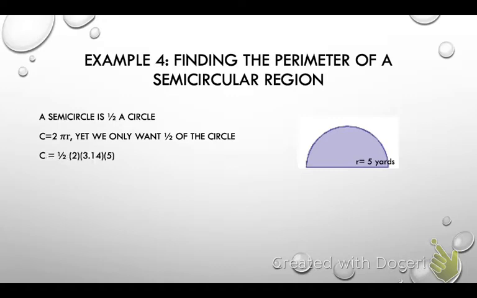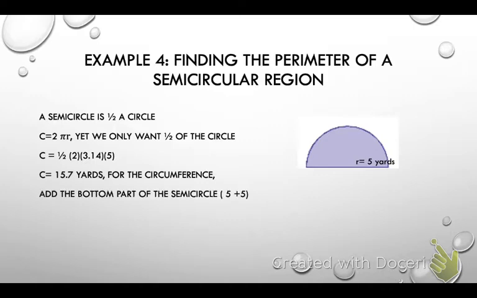So we only want half of our circle. So we're going to take half of 2 pi, and our radius was 5. Throw that all into your calculator, and you get 15.7 yards for the circumference of half of your circle. But don't forget about the bottom. So at the bottom part, the perimeter is 25.7 yards. So make sure that's all in your notebook. Again, if you have a question, write that down on the side, and we can look at that tomorrow during our Zoom.